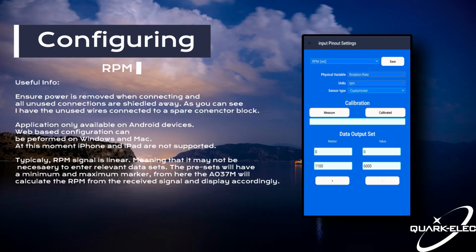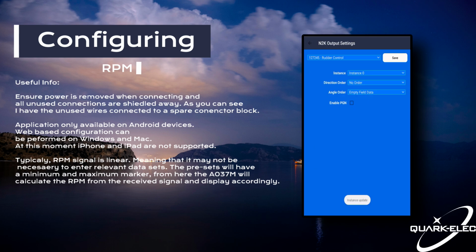We can select the relevant input from the drop-down list, in this case RPM. If needed, this is where you can select which preset values will apply. Once all selected, the data output sets will appear. We can double check the sensor is operating correctly. As you can see, when I tap Measure, a value appears and then tapping Calibrated will show the corresponding RPM value.